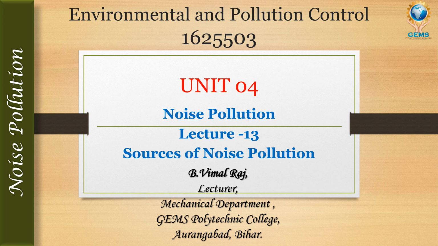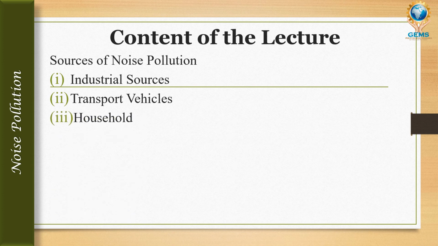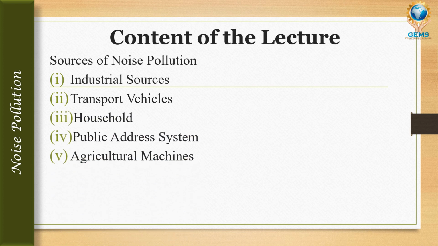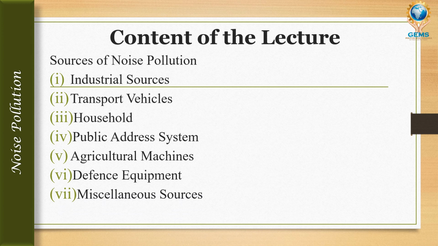So today we are going to see unit number 4 from the subject Environmental and Pollution Control, and the subject code is 1625503. Today we are going to see noise pollution, that is unit number 4, and this is lecture number 13. The topic that we are discussing today is sources of noise pollution: industrial sources, transport of vehicles, household, public address systems, agricultural machines, defense equipments, and miscellaneous sources. So these are the contents that we're going to discuss today. So let's get into the video.